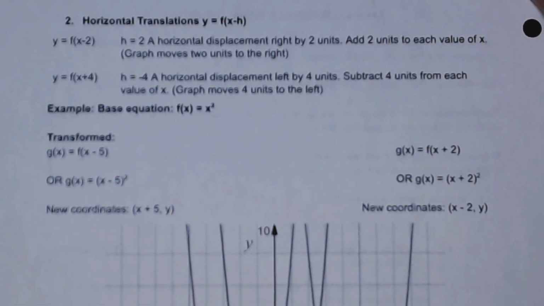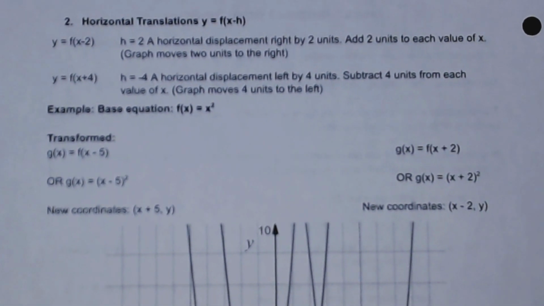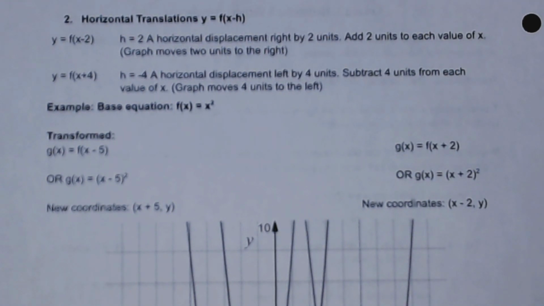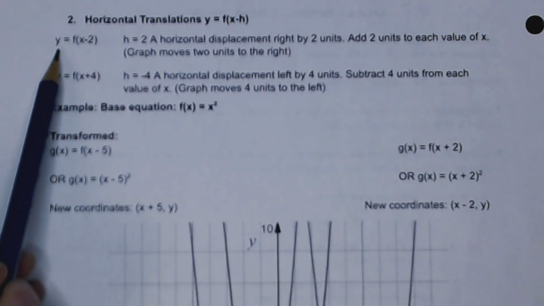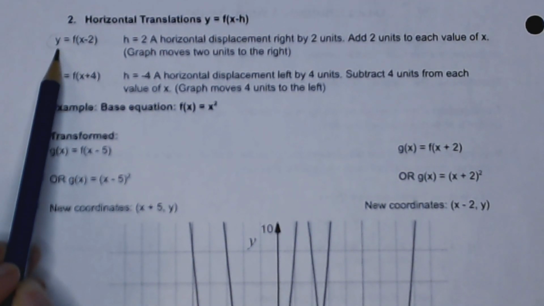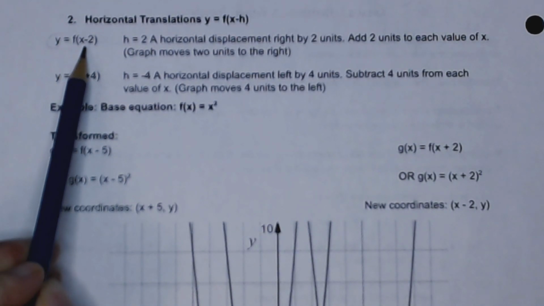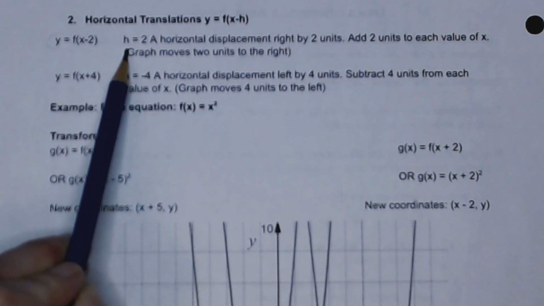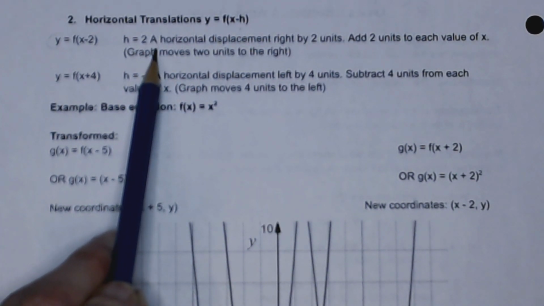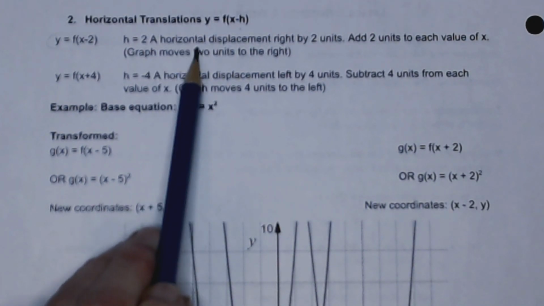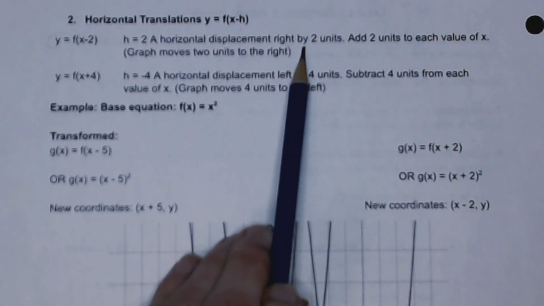The next section that we need to consider are horizontal translations. So we can move the graph up and down, but we can also move it side to side. So here we're going to be manipulating the x values to change the location of the graph. So for this function, for example, we have y is equal to f of x minus 2, where h, you can see right there, is equal to 2. So it's a horizontal displacement. Horizontal means side to side, right, by 2 units.